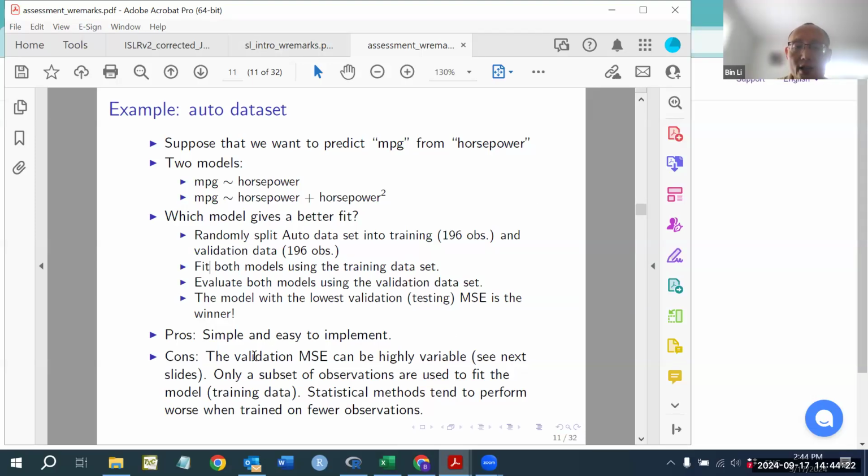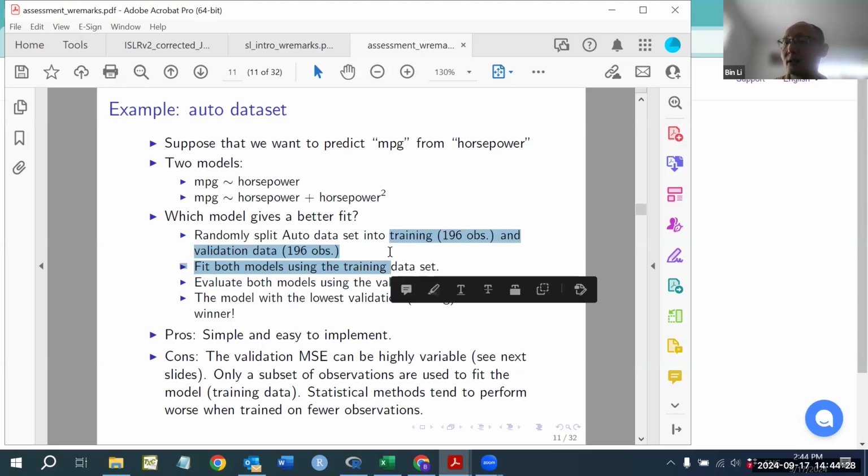Okay, so here we use the validation set, and we split the data into training and validation evenly: 196 as training, 196 as validation. This is not a good splitting proportion, but it is just used for illustration. I will talk about what the right proportion is maybe next time, okay?